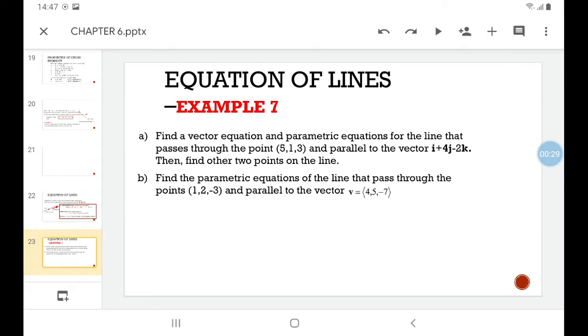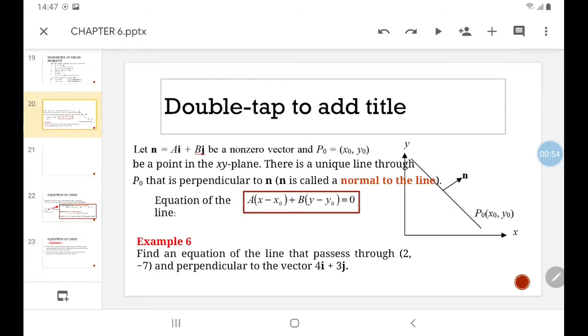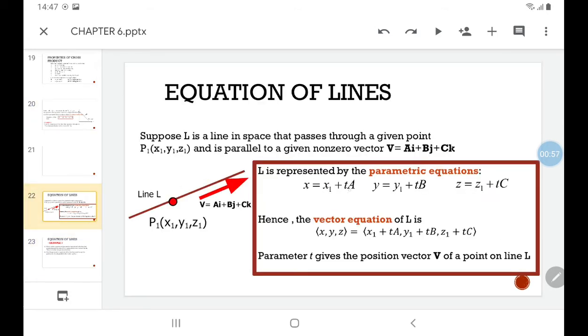In example 7, I only taught you how to find the vector equation and parametric equation, but not how to find the other 2 points. So what do we do here? Remember that for t here, it is any real number.